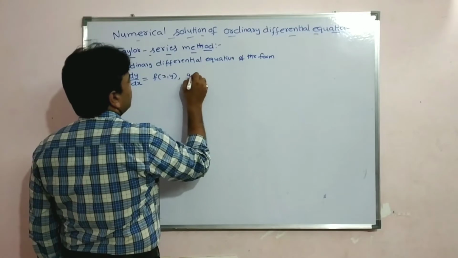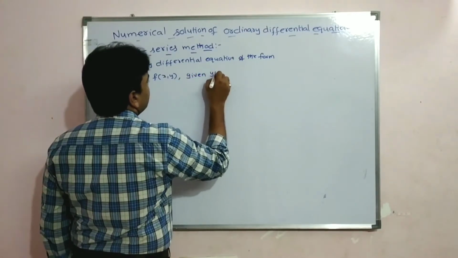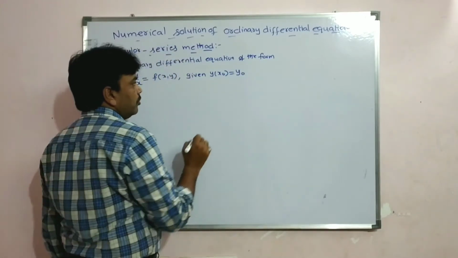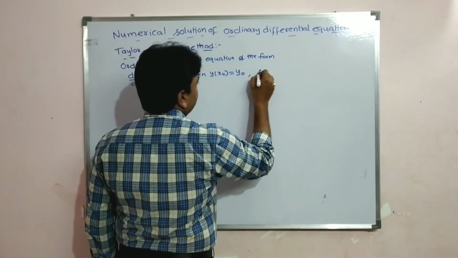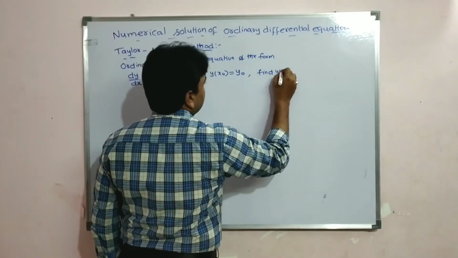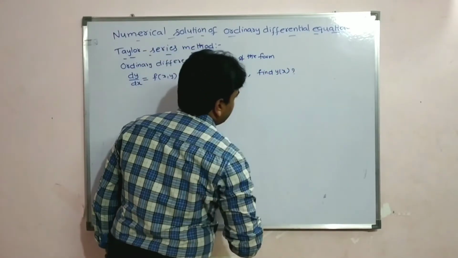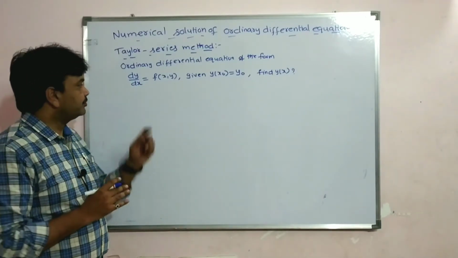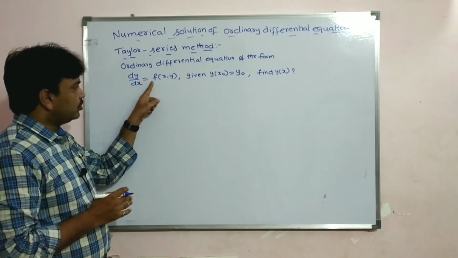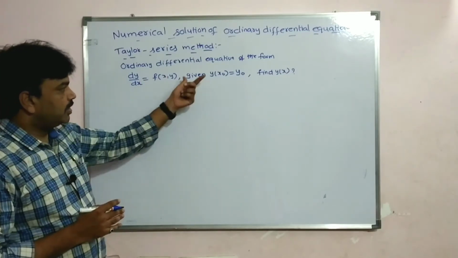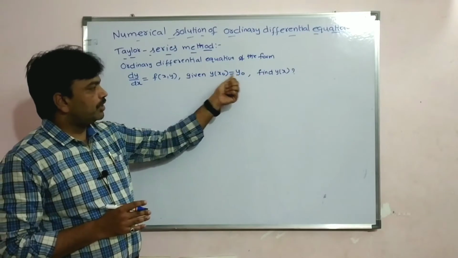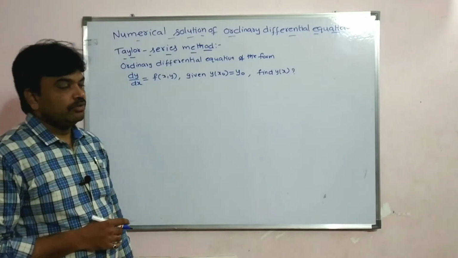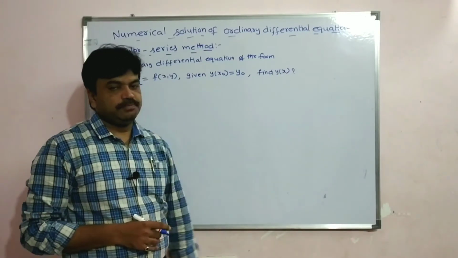Given y at x naught is equal to y naught. This is a condition. Now we are finding y at x. Once again, the problem is of the form dy by dx equal to f of x, y, and given y at x naught is equal to y naught, and we are finding y at x, y at a specified point x.